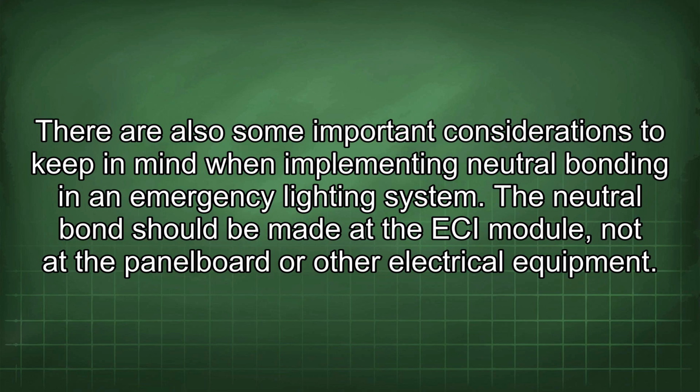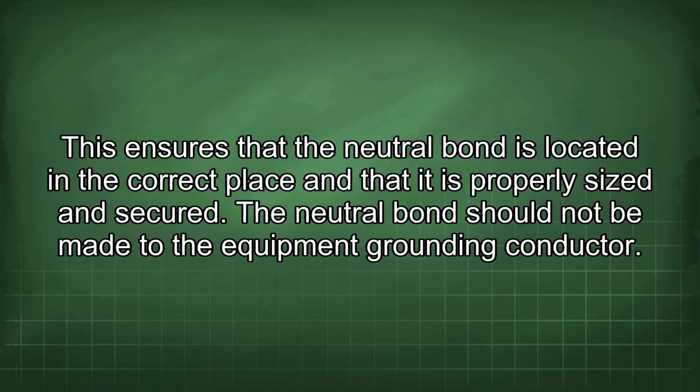There are also some important considerations to keep in mind when implementing neutral bonding in an emergency lighting system. The neutral bond should be made at the ECI module, not at the panel board or other electrical equipment. This ensures that the neutral bond is located in the correct place and that it is properly sized and secured.